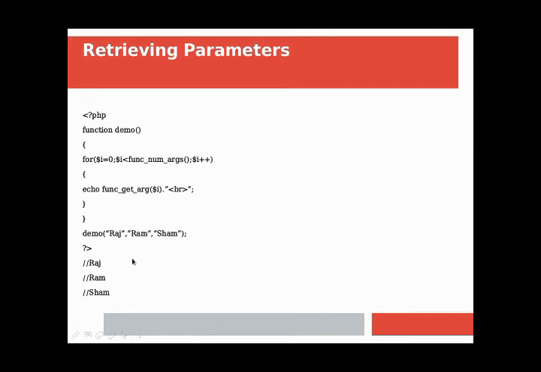Then we call that function demo with three arguments again, Raj, Ram, Shyam. But here we use func_get_arg. That's why arg is there, not args. So here individually, Raj will be printed on one line, then Ram will be printed on another line, Shyam will be printed on a separate line. Because here we use func_get_arg. While arg is there, it will print on separate lines. While args is there, it will print on one line. And when we use num, it will give the count or that number.